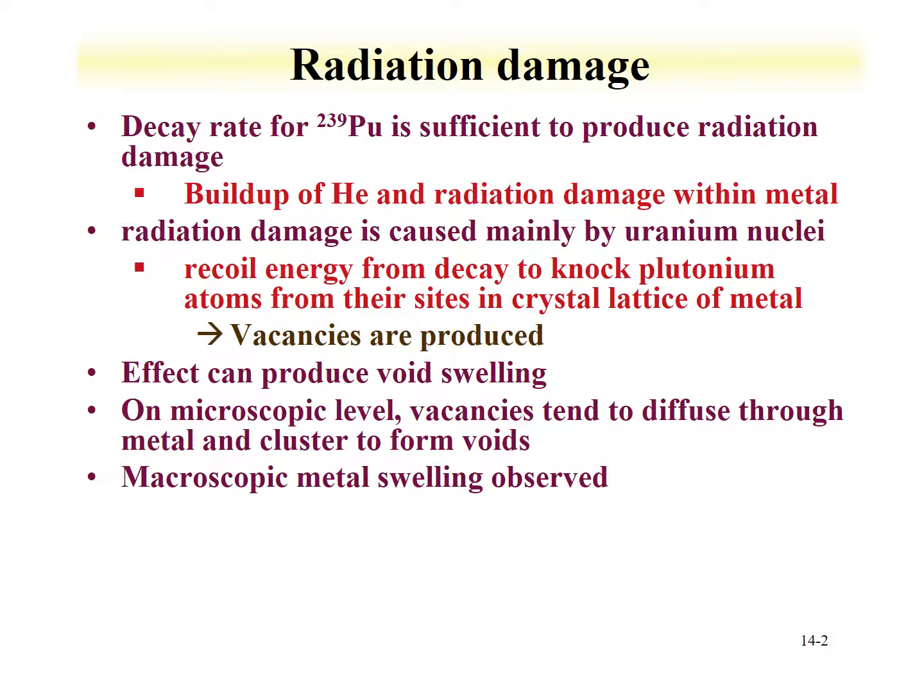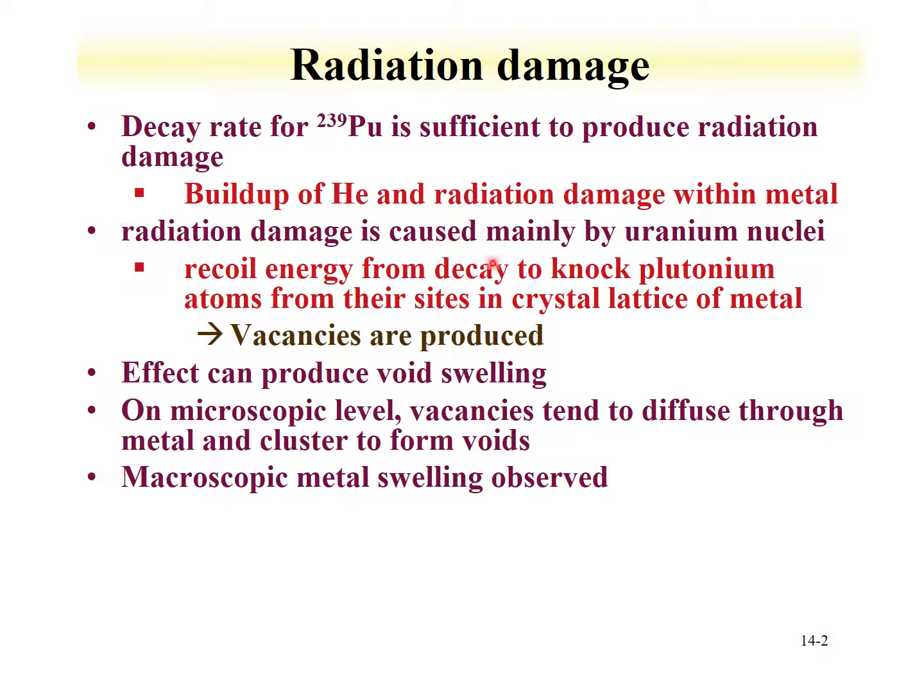So we left off previously discussing plutonium metal. We were discussing corrosion properties, and we want to continue this discussion in the fact that plutonium's radioactive. Radiation damage can be induced in plutonium metal. And the decay rate of plutonium-239 is sufficient for the production of radiation damage, and this can include the buildup of alpha particles or helium in the material and radiation damage due to the emission of the alpha particle and the recoil of the uranium daughter.